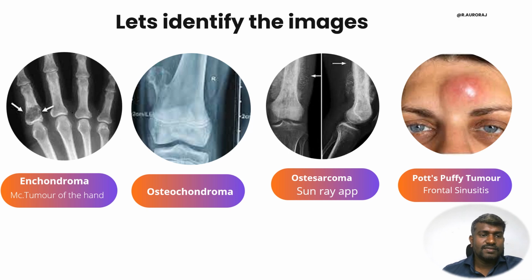Next, these are the other important images. First image is going to be what? The enchondroma. They are the most common tumor of the hand. And secondly, we have here an extra growth that is called as what? Osteochondroma. And the third image we can see classically sunray appearance, that is due to what? Osteosarcoma. And here we see the Pott's puffy tumor, that is due to frontal sinusitis.